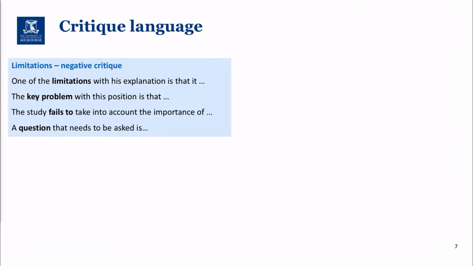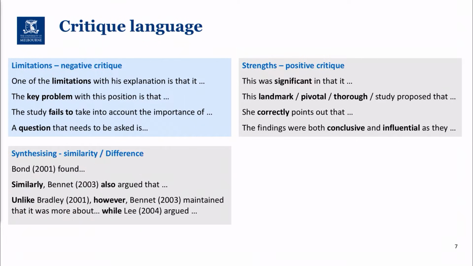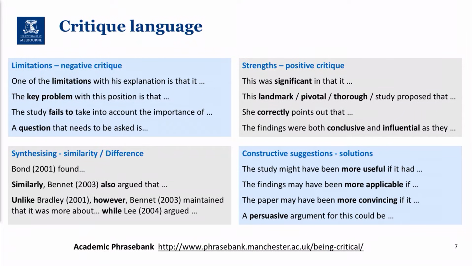So let's look at some examples of critique language. We could have limitation-based language, negative critique. We can have strengths-based, positive critique. We can look at synthesizing between different studies, looking at similarity and difference, or agreement and disagreement between authors. We can look at constructive suggestions, solutions. A really, really good resource for this is the Academic Phrase Bank with the URL on the screen. That gives you a huge bank of this type of language.